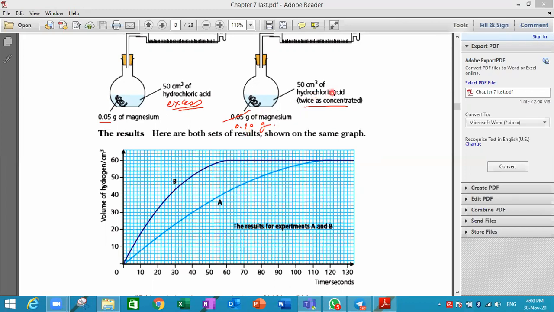Because here when we increased the concentration of the acid only and left the mass of magnesium as it is, the rate of the reaction increased, but we got the same volume of hydrogen gas. Now, if I increase the mass of the magnesium, of course here the magnesium is the limiting reactant, because HCl is present in excess. So what happens to the volume of the hydrogen gas produced? Will it be the same or will it differ?